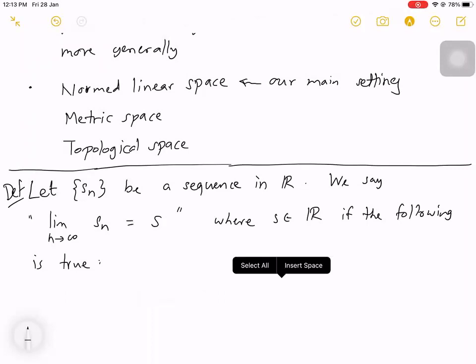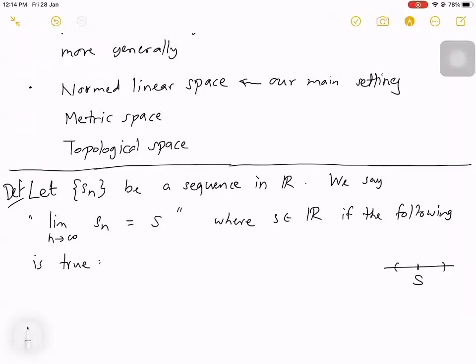So a picture, right? This is S. And what happens is that eventually all the Sns will fall in any given window, and you can make this window as small as you like. Correct? So if I take a window of this size, then beyond a certain point, all the terms in this sequence will fall within this window. If I make the window smaller, then maybe I have to go further down the sequence, but even still the same thing will be true. Right? And no matter what size window I take, the same thing is going to be true. Okay. So how do I make this a definition?